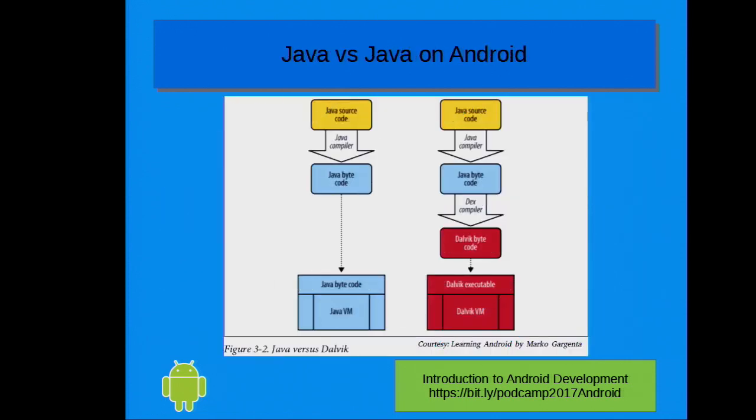Yeah. So here's the big difference between Java and Java on Android. In Java, you basically have the Java bytecode that runs on top of the Java VM, on the left here. On the right, they introduce another step, and they take the class file and compile it to Dalvik bytecode and then run it on top of the Dalvik VM on Android.